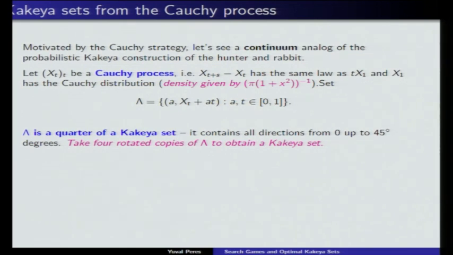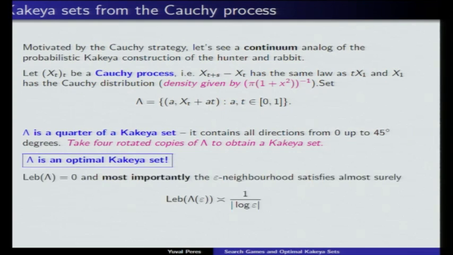And one thing that can also be shown, this Kakeya set is optimal in the sense that the epsilon neighborhood has as small a Lebesgue measure as possible, 1 over log epsilon, which again is known to be best possible.